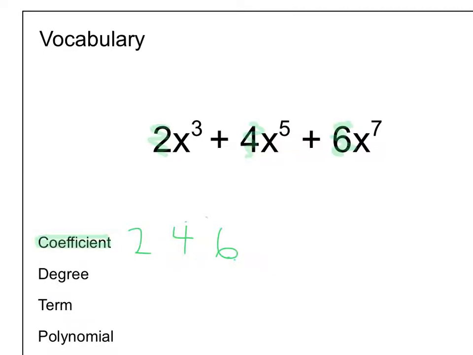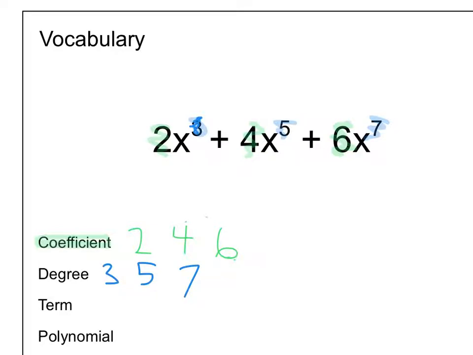Then different degrees we have going on. Degrees are the exponents. Oops, sorry about that. Let's try that again. Degrees are the exponents of 3, 5, and 7. So in this problem, we have exponents, degrees of 3, 5, and 7.